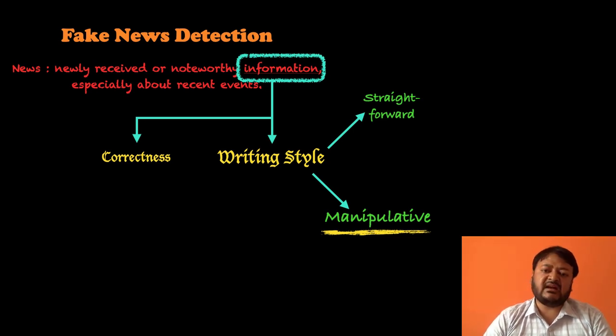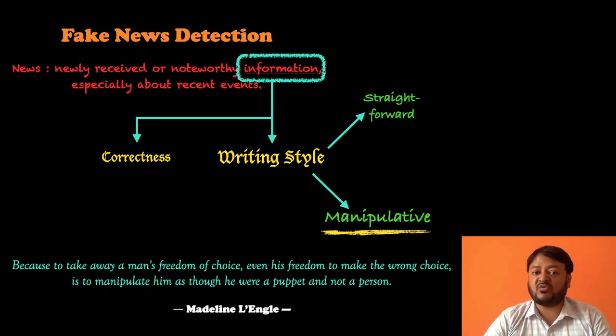Now it may seem that, why is it so important? So, I would like to share with you an important quote by Madeline, which says, "Because to take away a man's freedom of choice, even his freedom to make the wrong choice, is to manipulate him as though he were a puppet and not a person."